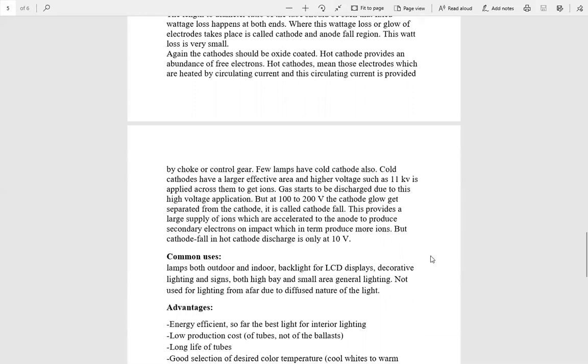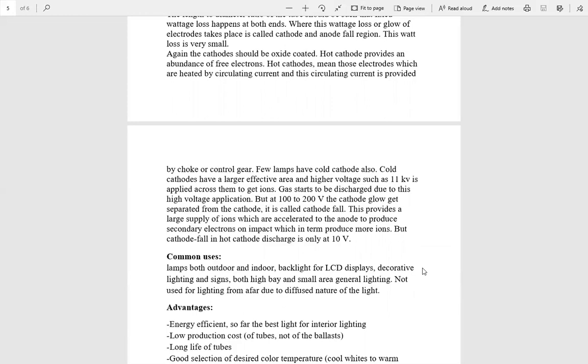Cold cathodes have a larger effective area and a higher voltage such as 11 kV is applied across them to get ions. Gas starts to be discharged due to this high voltage application, but at 100 to 200 volt, the cathode glow gets separated from the cathode. It is called cathode fall. This provides a large supply of ions which are accelerated to produce secondary electrons on impact, which in turn produce more ions. But cathode fall in hot cathode discharge is only about 10 volt.